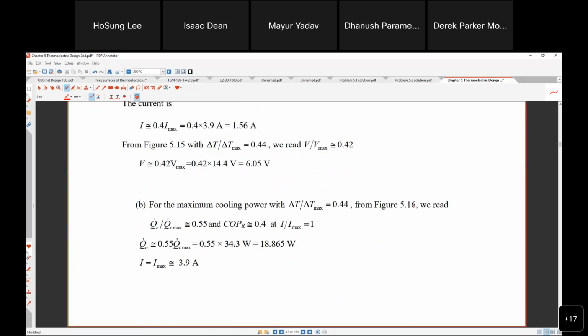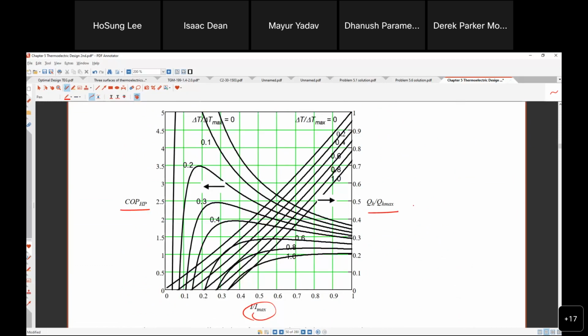And look at the heat pump. The heat pump is heating. So actually with the one device we can have cooling in summer and heating in winter without changing hardware, just switching polarity. Switching polarity, the hardware is the same. So what happened now? The maximum cooling is at 0.3, about 0.4 here.